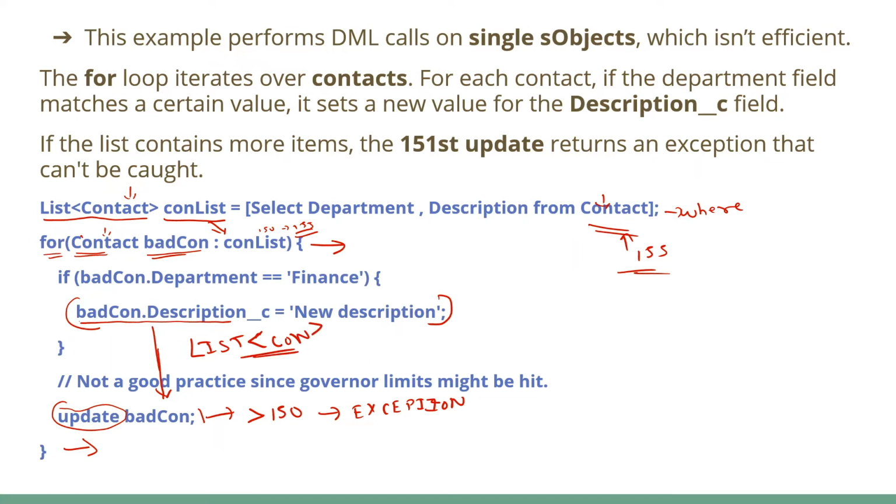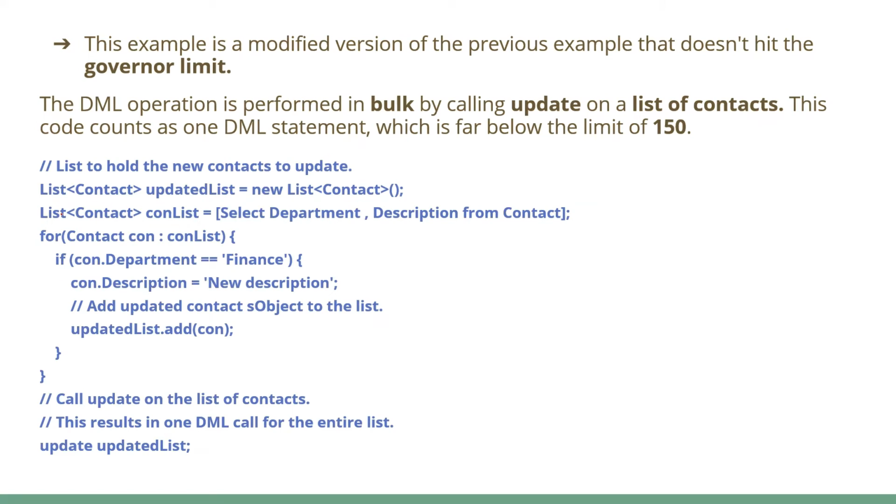Okay. So in this example, as you can see, we have a list of contacts. In that we have updatedList equal to new list of contacts, and conList equal to select department from contact. So all the contacts will be returned. There can be more than 150, so 155 for example. For contact con, we are passing the conList. So this list we are passing here. If con.department equals finance, con.description equals new description. So it will set it to new description and it will add.